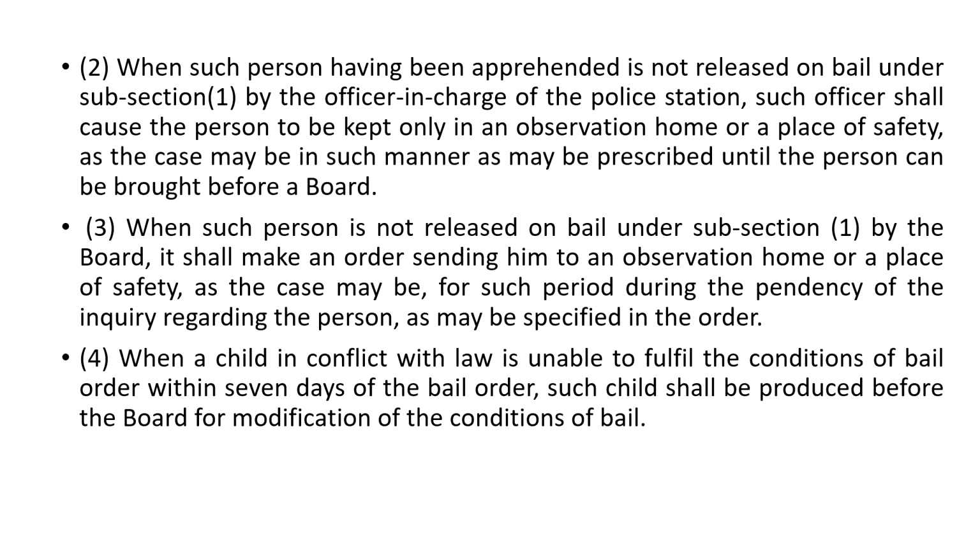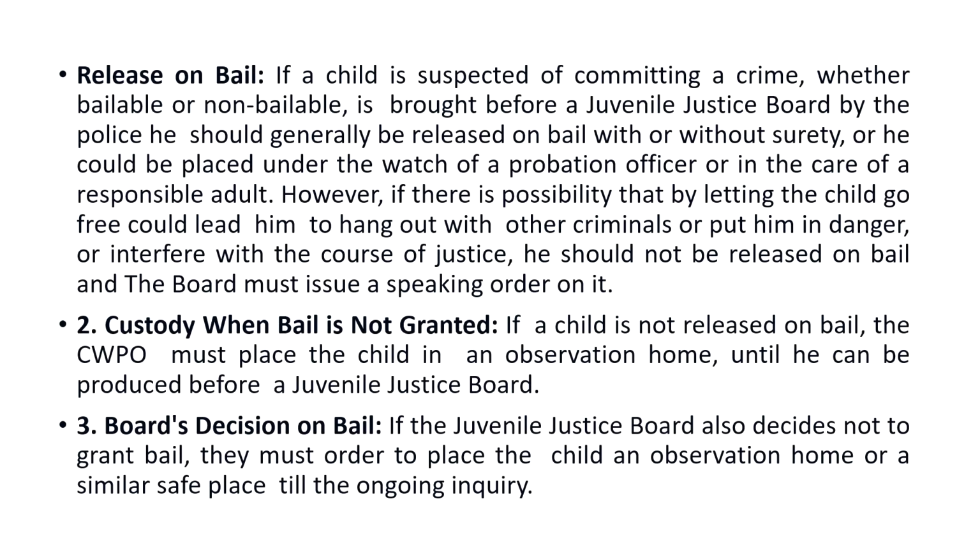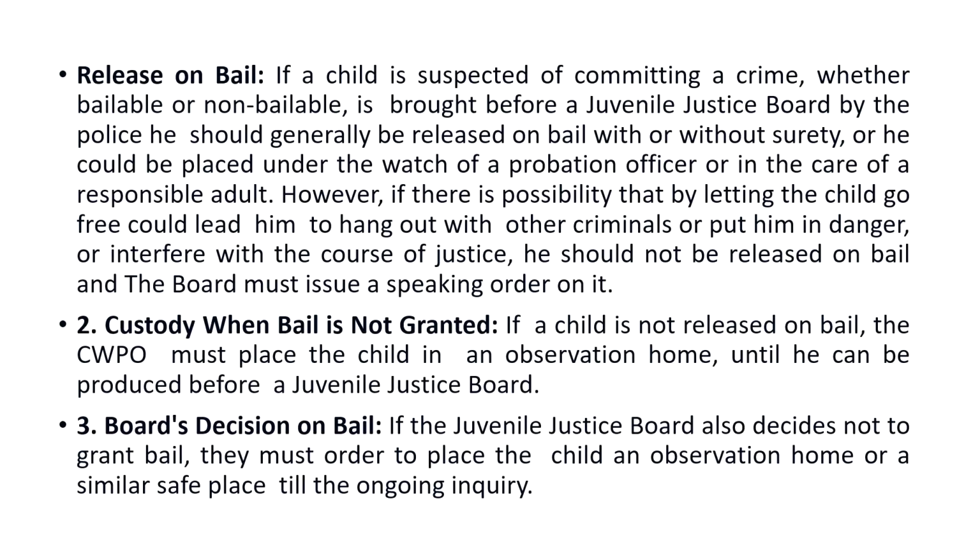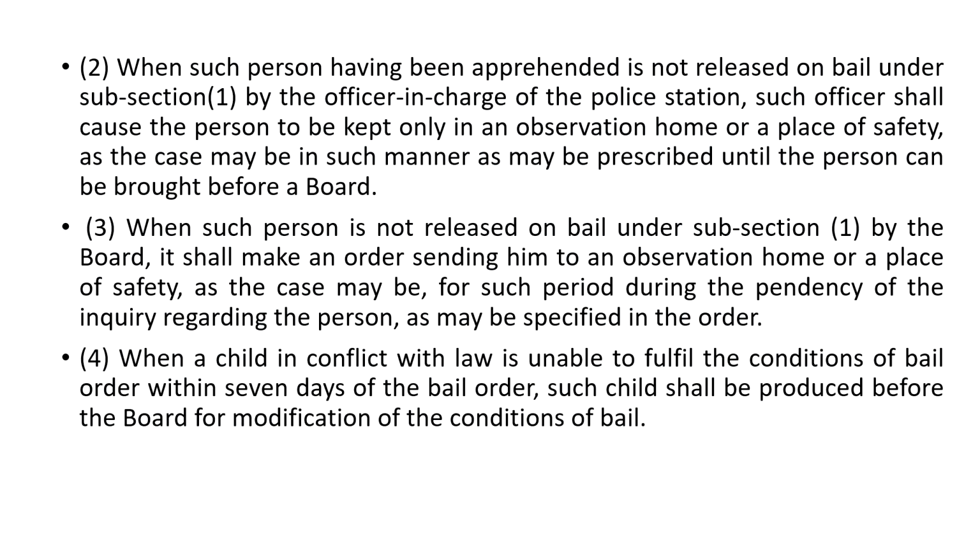When such a person, having been apprehended, is not released on bail under subsection 1 by the officer in charge of the police station, such officer shall cause the person to be kept only in observation home or place of safety as the case may be, and may produce the board before the board. Now, if the bail is not granted to a person, the child in no circumstances can be lodged in a jail. During the intervening period, the child can only be placed in the observation home till the time he is produced before the board. Now, let us see the section 12 subclause 3.